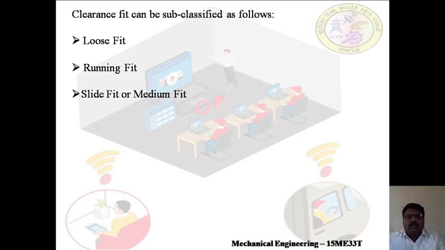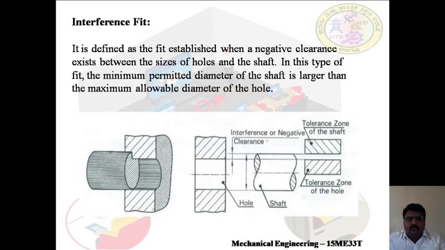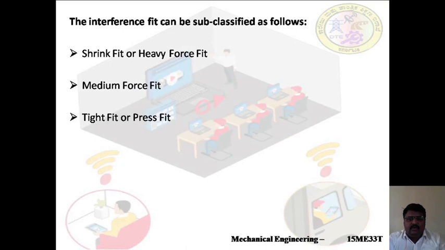Now we will move on to the sub-classifications of interference fit. So interference fit can be sub-classified into strong fit or heavy force fit, medium force fit, and tight fit. That is the strong fit. The strong fit refers to the maximum negative allowance in assembly of the hole and the shaft. The hole is expanded by heating and then rapidly pulled into its position. It is used in fitting of rims, etc.